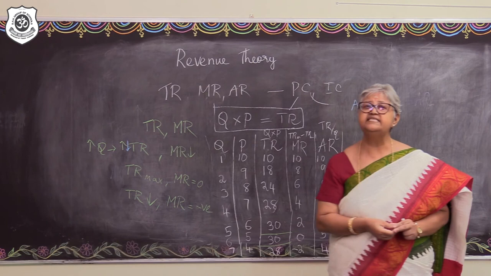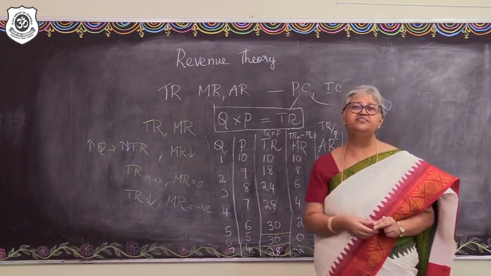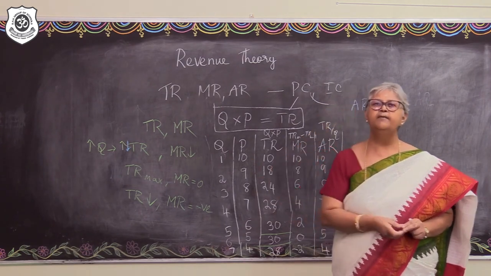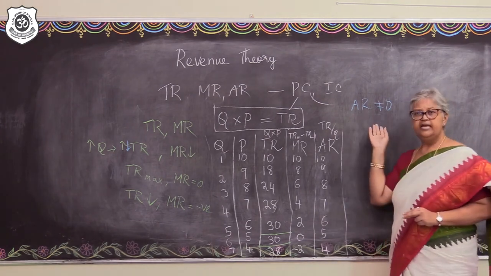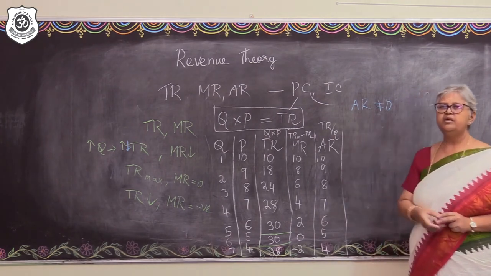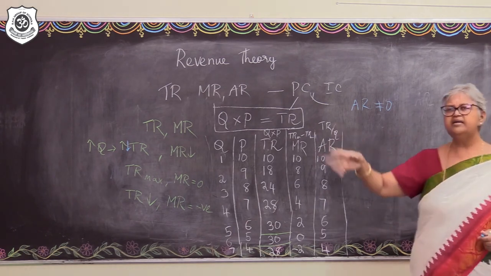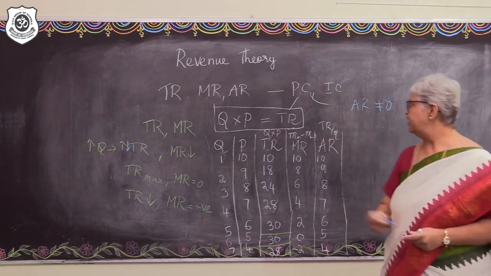Price cannot be negative, isn't it? AR is nothing but the per unit revenue generated by the firm, or the price at which the product is sold in the market. The price cannot be negative. So AR cannot be 0, cannot be negative. In an imperfect market, definitely it is not equal to 0. Right? Fine.